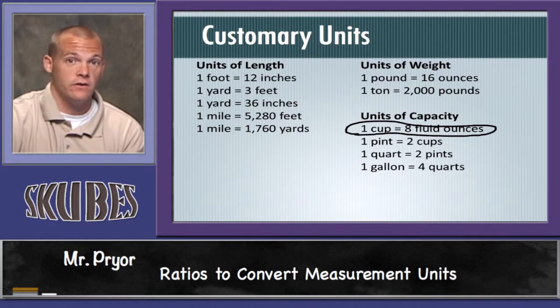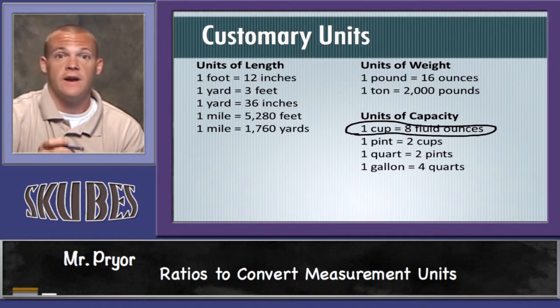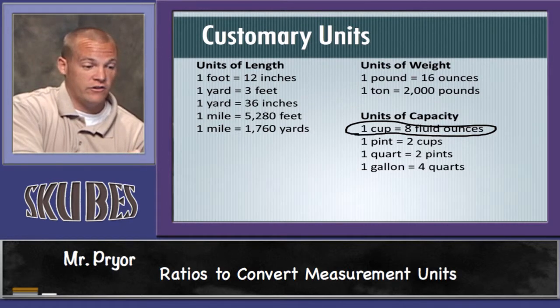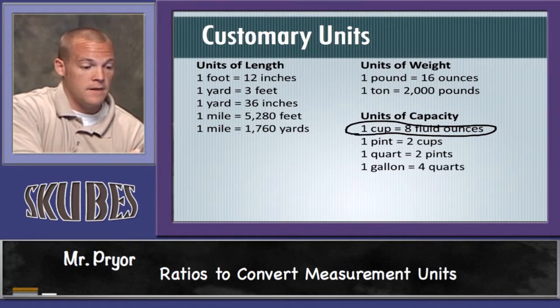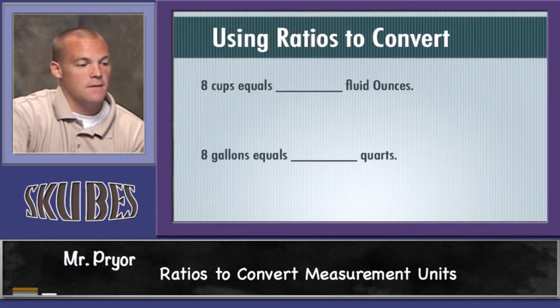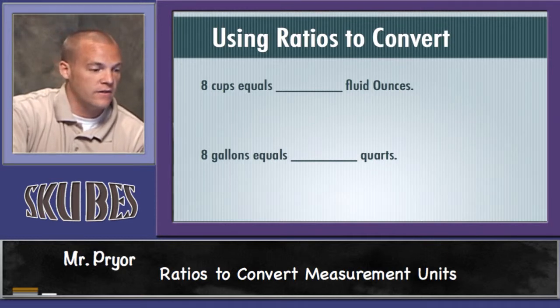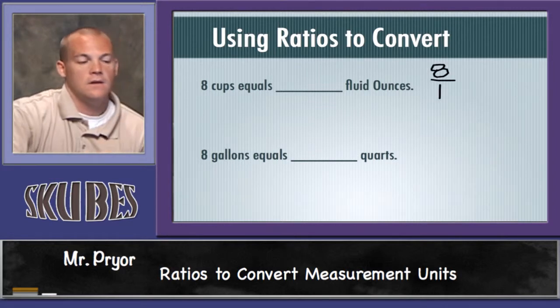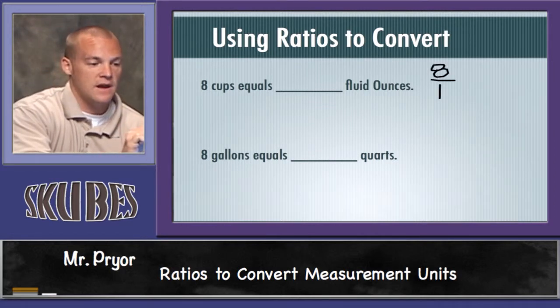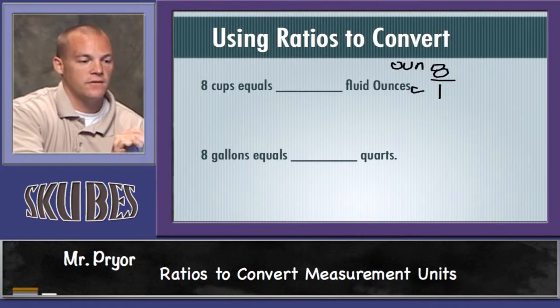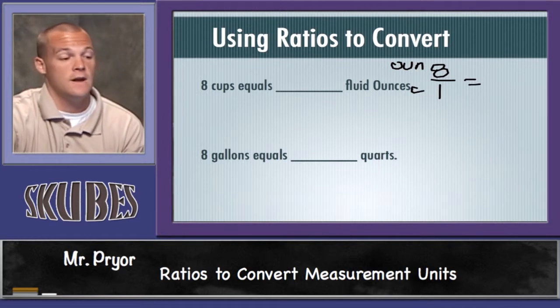Now again, I didn't mention that earlier, but you can write it either way. You can write it as 1 over 8 or 8 over 1. That will affect your second fraction, however. So keep that in mind. So going back to our example here, 8 cups equals how many fluid ounces? Well, we just saw that it's 1 to 8. So 8 fluid ounces equals 1 cup. So again, on top we have our ounces, on bottom we have our cups.